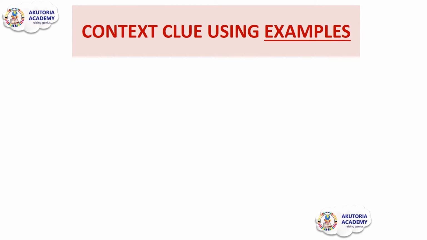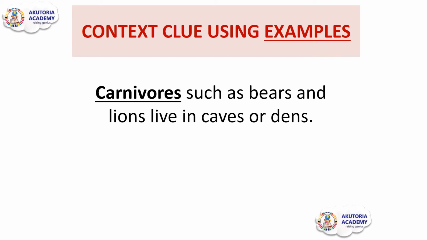Context clue using examples. So we're going to learn how we could use examples in a text to figure out the meaning of a big word. Let's see this example. Carnivores such as bears and lions live in caves and dens. So they gave us examples of carnivores in this sentence. They mentioned bears, which are examples of carnivores, and lions. So they said carnivores such as bears and lions. These are the examples of carnivores that they gave us.